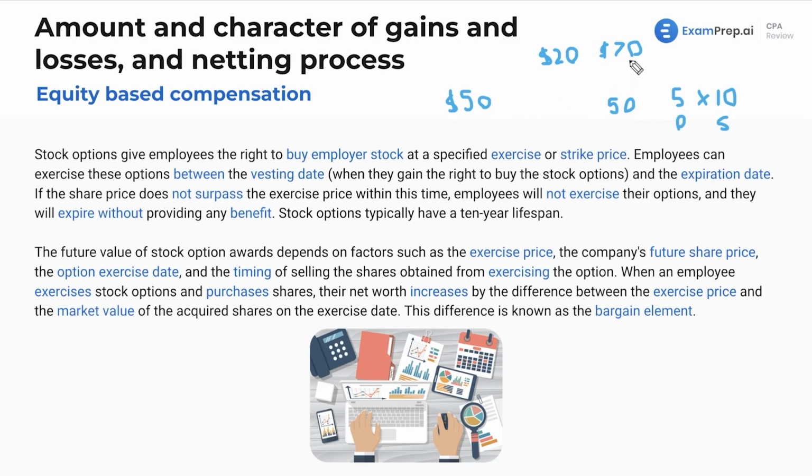So I just made a profit of $20 per share. Sounds pretty good. Obviously, you need the stock to go up. You need the company to not go bankrupt. And that's how that all works.